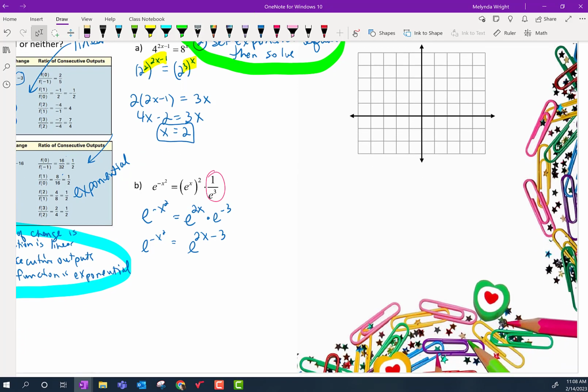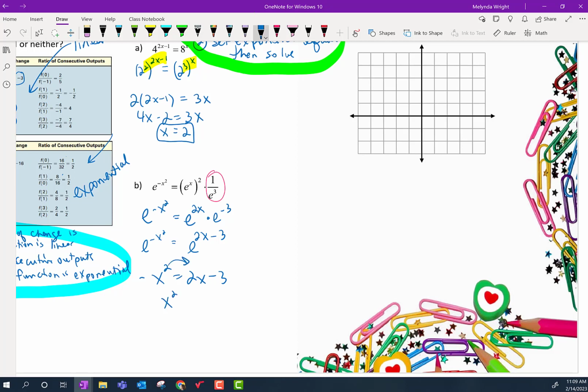All right, so let's ignore the bases. So I got negative x squared equals 2x minus 3. Now we've got a quadratic going on there, and I really don't like factoring leading coefficients that are negative. So I actually would move the x squared to the right side. That's what I would do. You certainly don't have to. You can do whichever way you want. But I don't like factoring leading coefficients that are negative. So I'm going to move this over here.